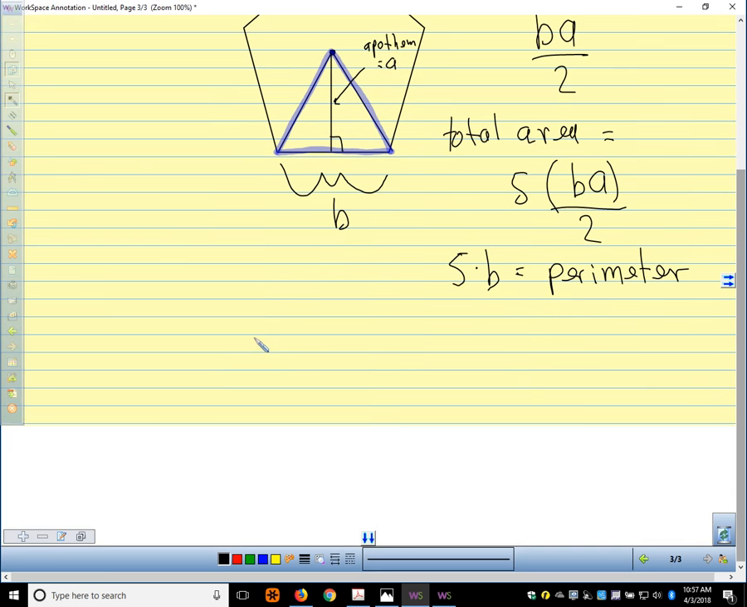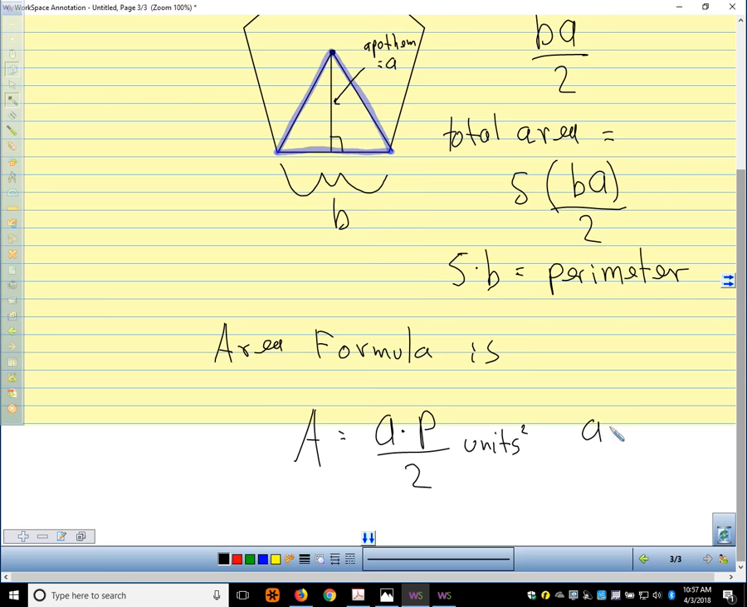So our formula for a regular polygon is the area. Well, 5 times B is the perimeter, so I'm going to say the apothem times the perimeter divided by 2. A is the apothem, and P is the perimeter. And that comes from adding up the areas of all those triangles. That's why it looks like the formula for the area of a triangle.